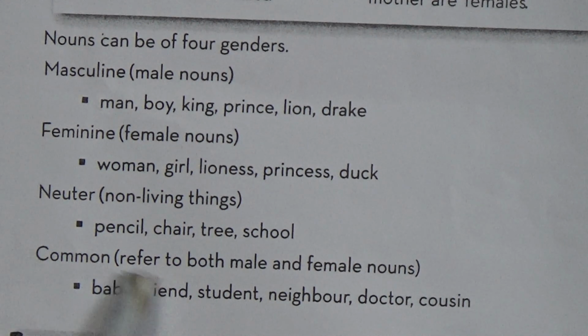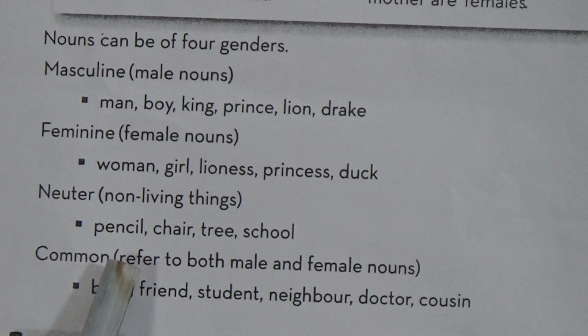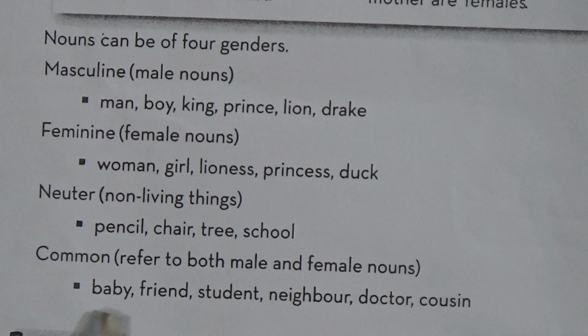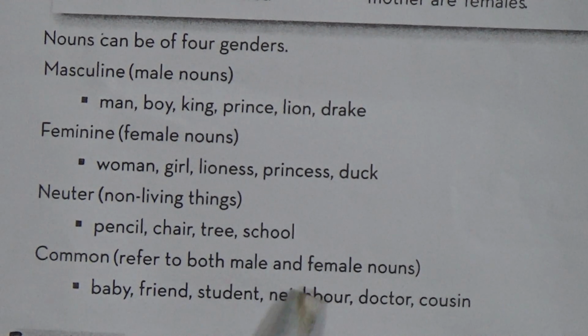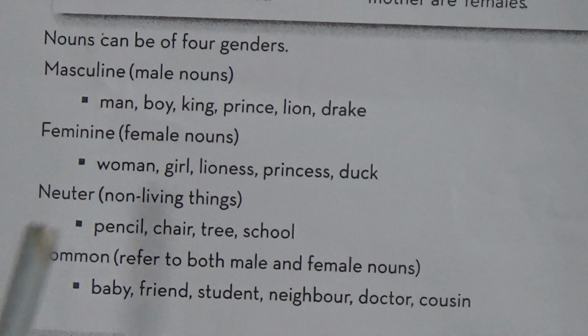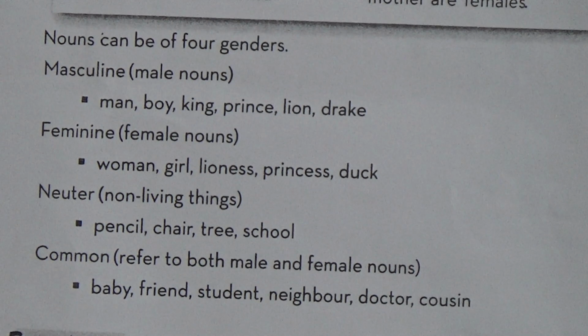Common gender refers to nouns that can be both male and female, like baby, friend, student, neighbor, doctor, cousin. Your next door neighbor can be male or female. In that case, the neighbor is a common gender. Now we will do the exercise.